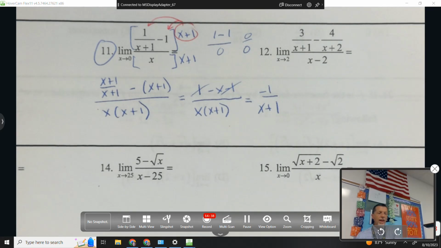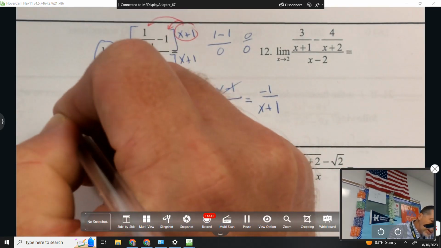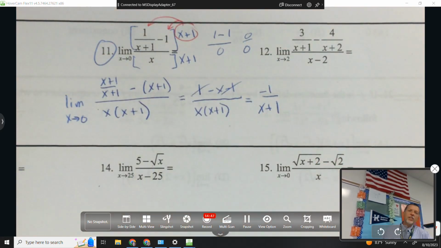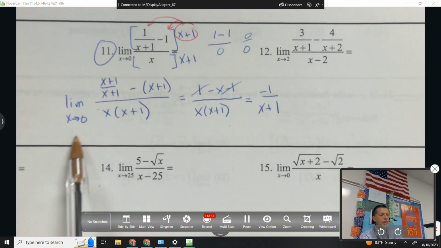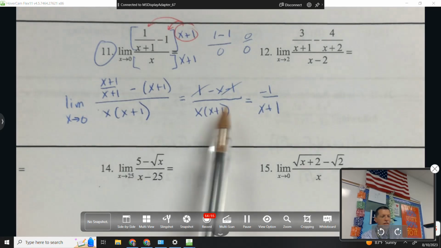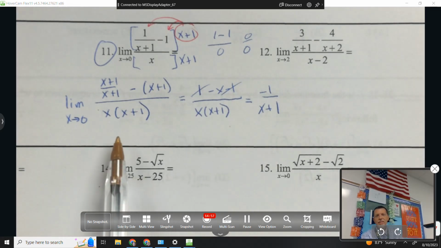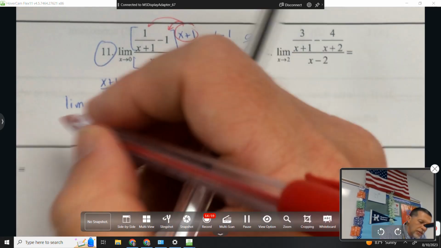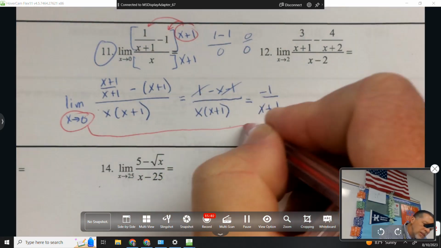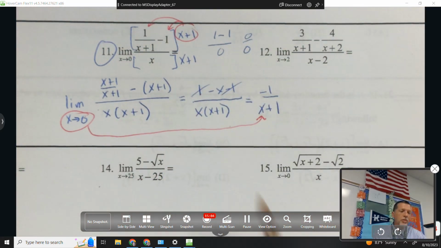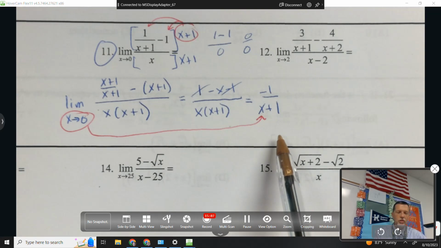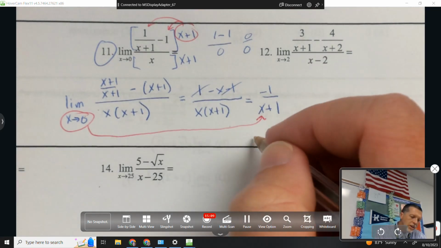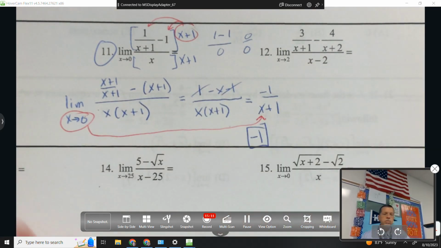So we canceled something. When you cancel something, that means there is a hole there. But now let's substitute again. And I guess if I was being formal and I had all the room in the world and all the time in the world, I would write limit as x approaches 0 in front of each of these statements. But we get a little lazy on that because it's just tiresome. Substitute 0. Again, it always comes back to substitution. So negative 1 over 1 is negative 1. And there's our answer.